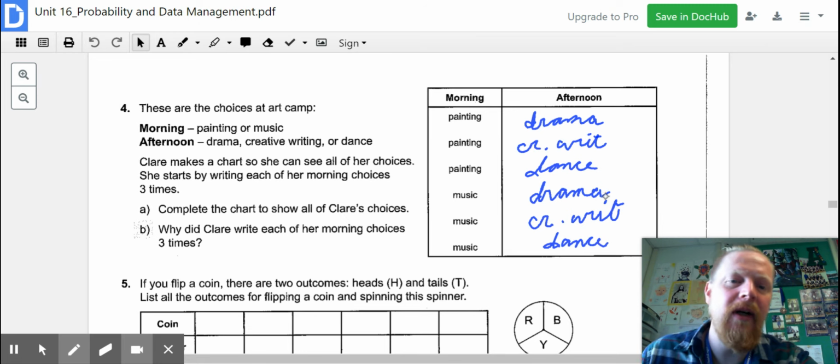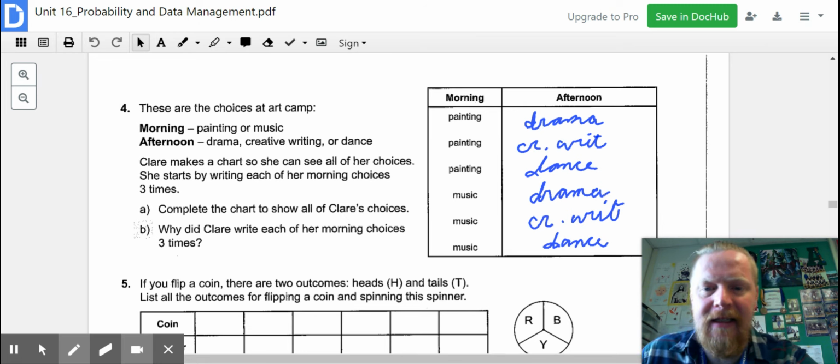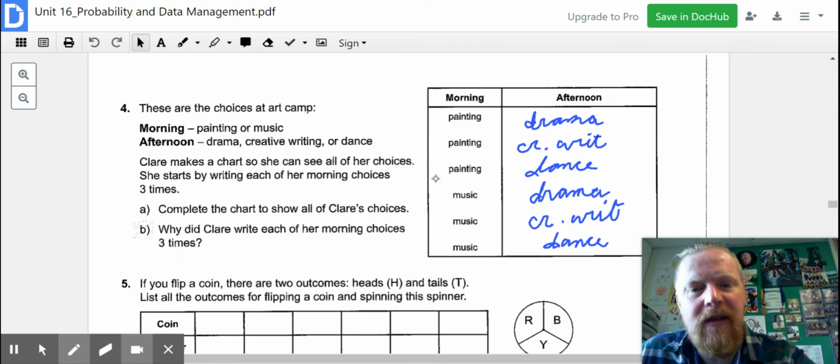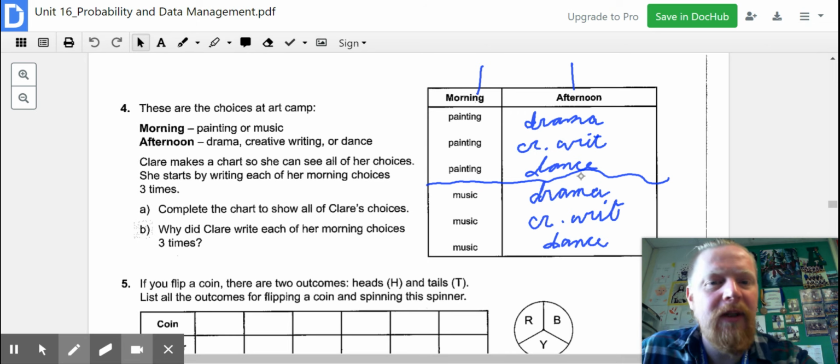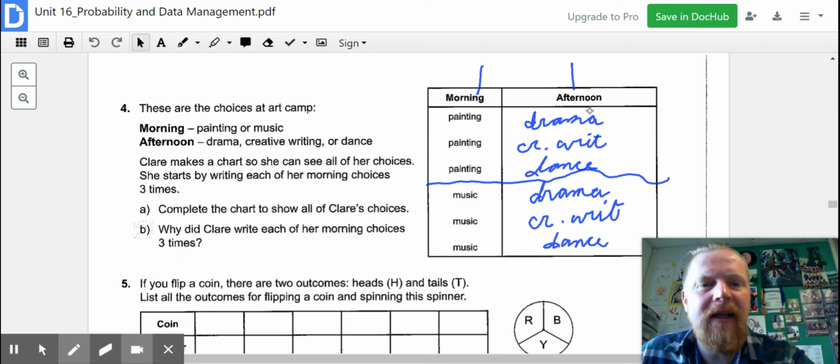Now, looking at the chart here, I can see that there's actually 6 different outcomes. Okay, why did Claire write each of her morning choices 3 times? This is the morning. This is the afternoon. Okay, morning and afternoon. She wrote each of her morning choices 3 times because she has 3 options in the afternoon. 3 choices. Or sorry, 1 choice, 3 options.